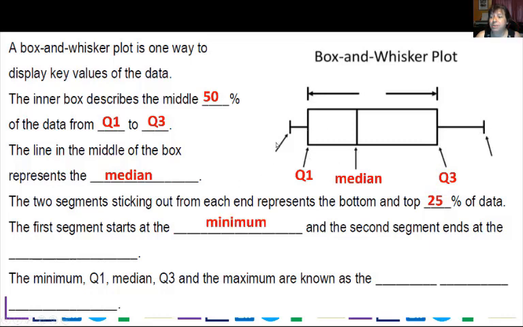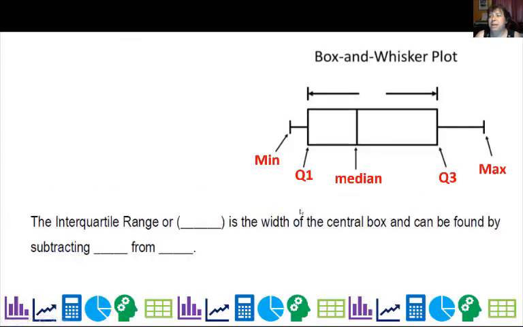The first segment is going to start at the minimum, and then it should end at the maximum. Now, these 5 numbers on this box, there's your max, 1, 2, 3, 4, 5. These 5 numbers, which you need to construct a basic box and whisker plot, is known as the 5-number summary. Okay, so there's another important thing we need to know about this, which is called the interquartile range, or it's the width of the central box.